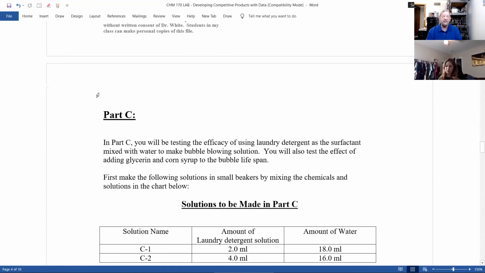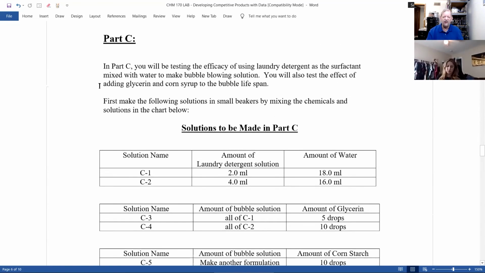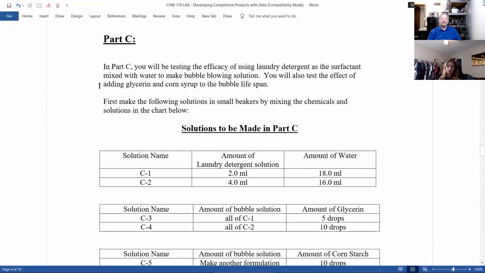Now, in part C, we'll be doing the laundry detergent. And there, you're going to be doing the same type of formulations, but now we've changed to a different surfactant. But C2 is 2 milliliters of the laundry detergent, 18 milliliters of water.